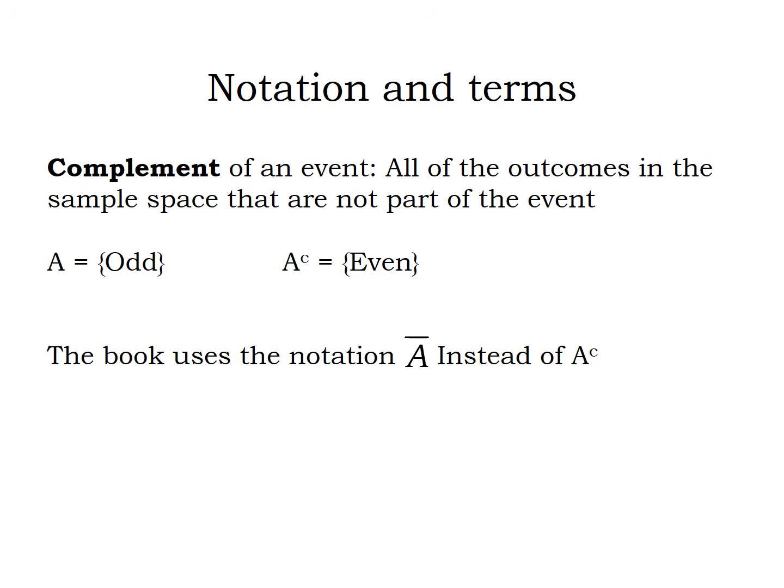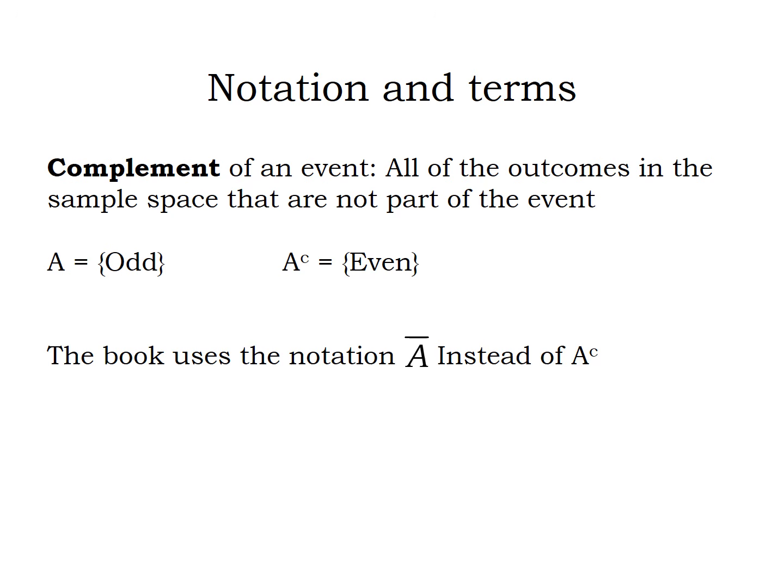Now, I want to point out that the book uses a little bit different notation than I am here. It uses this A bar for the complement of A or B bar for the complement of B. Now, I don't really like that in the statistics course because that could be confused with the sample mean. X bar is just the mean of the variable X. Context should dictate which is which.